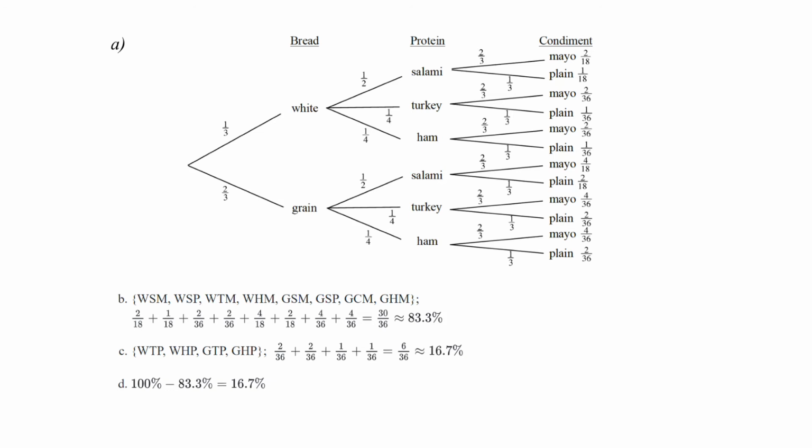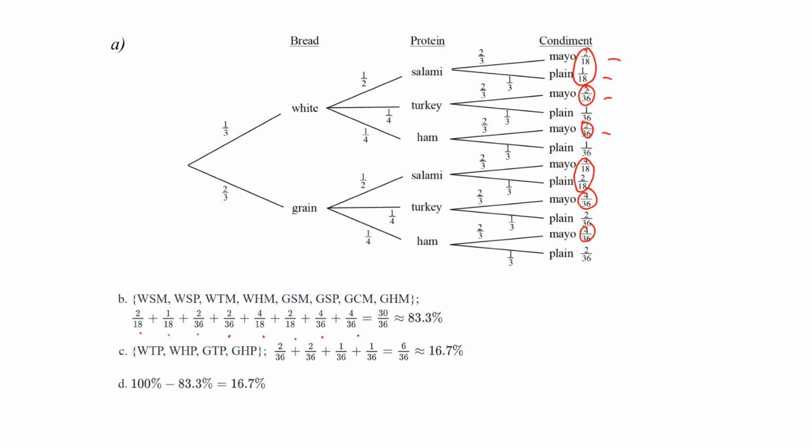All right, let's look at all of these that have salami or mayonnaise. So here's salami, so it doesn't matter if it's mayo or plain. So these two, mayo, then mayo and mayo. So those are the ones we need to add up. So 2/18 plus 1/18. So 2/18, 1/18, 2 out of 36. Another 2 out of 36. So that's these four. 4/18, 2/18, 4 out of 36, 4 out of 36.